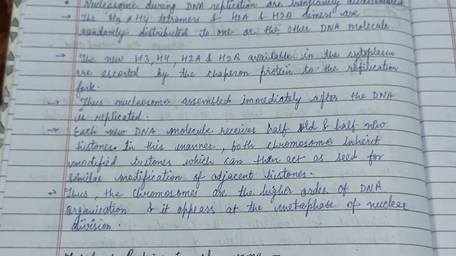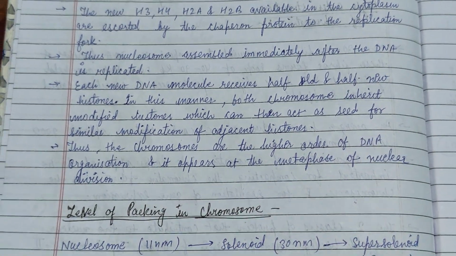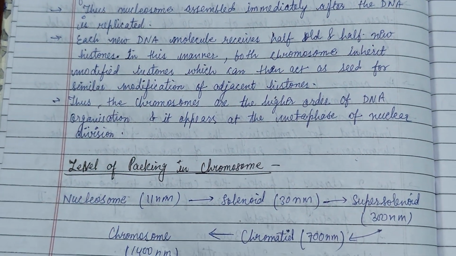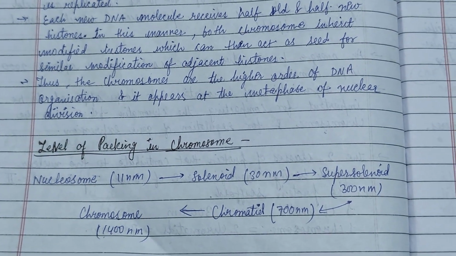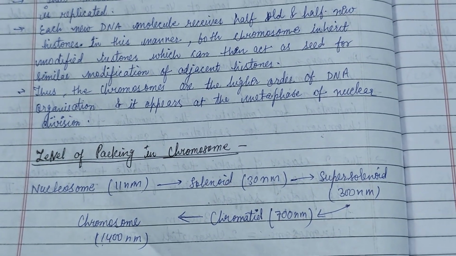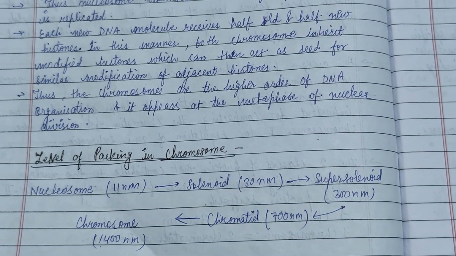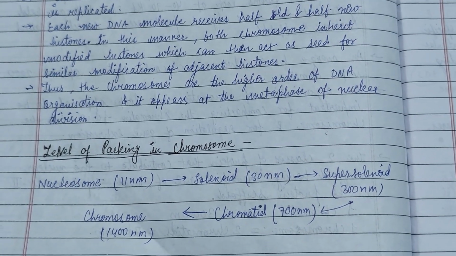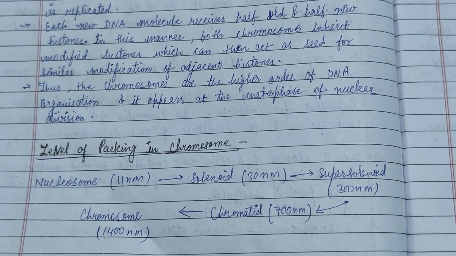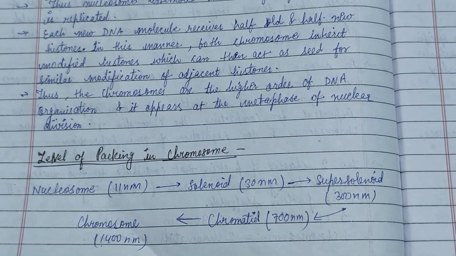Nucleosomes are assembled immediately after the DNA is replicated. The levels of packaging in the chromosome are described as the nucleosome with 11 nanometer, then the formation of the solenoid, that is 30 nanometer, then a super solenoid, which is 300 nanometer, and then chromatid formation, and then 1400 nanometer, which forms the chromosome.